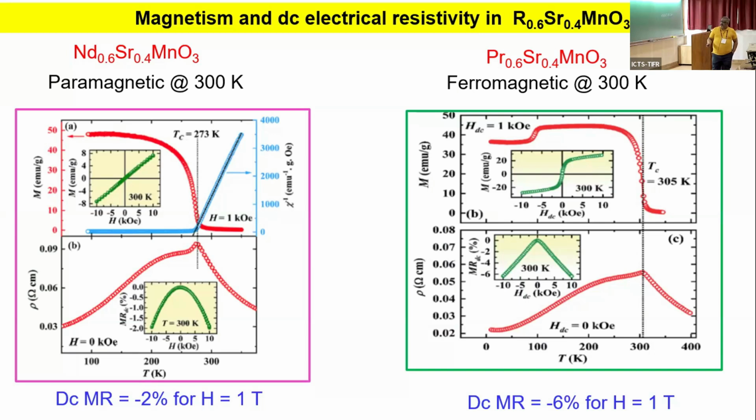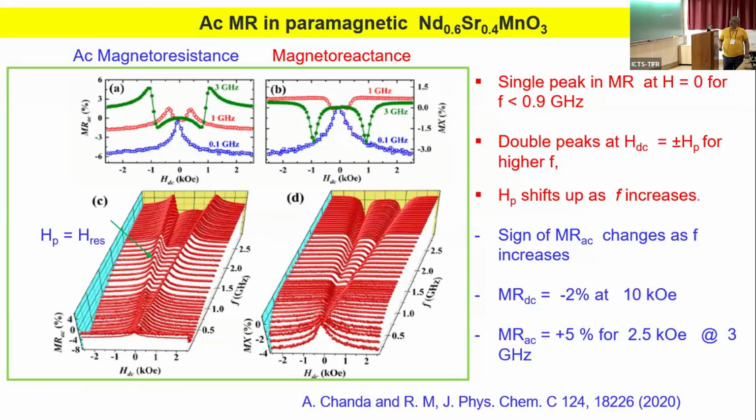And this is the magnetoresistance. You can see the magnetoresistance for 1 Tesla is 6% in the ferromagnetic sample and reduces to 2% in the paramagnetic sample. Okay, this is a common behavior anyway in manganites. Now, what is interesting? This one, going for the AC transport.